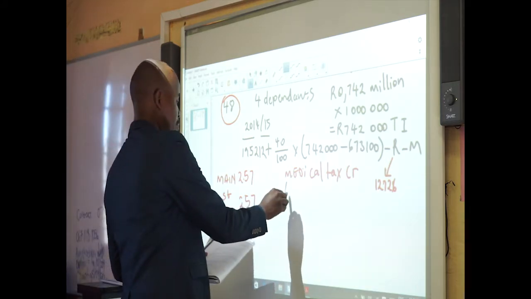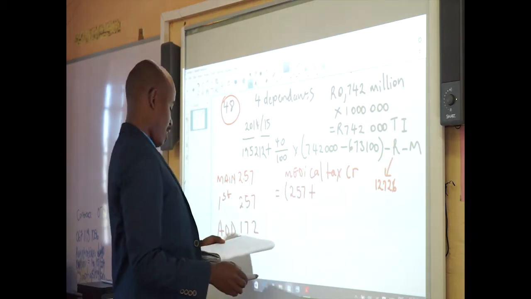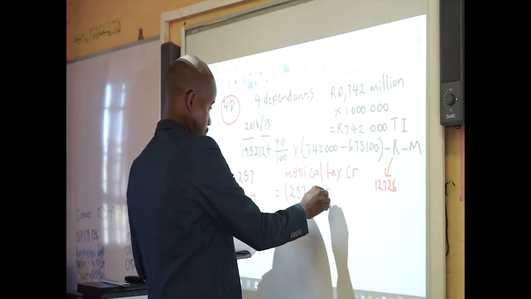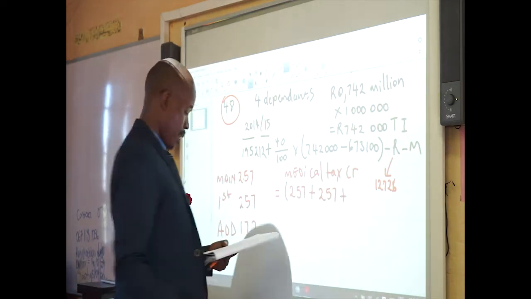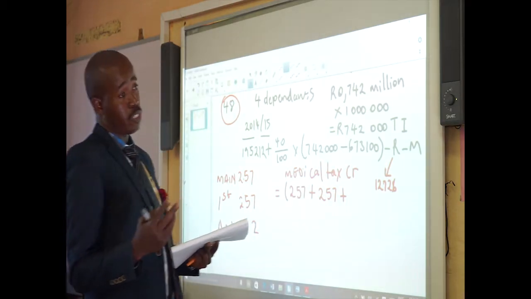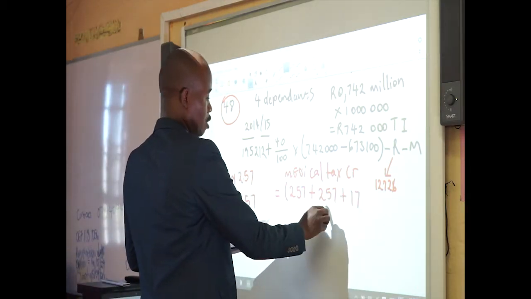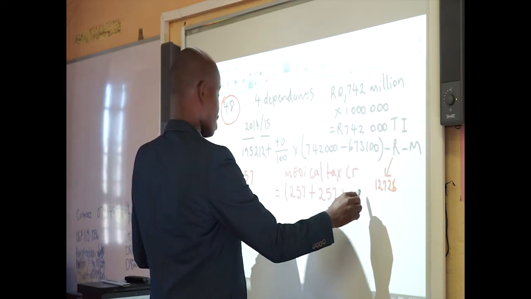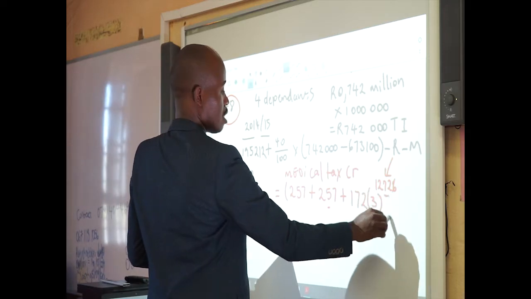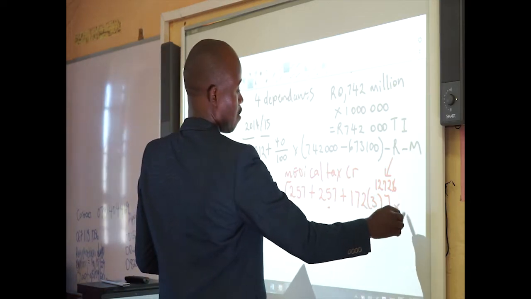So, firstly, we've got the main member, 257, right? First dependent, 257, plus additional dependents. If she has 4 dependents, it means additional dependents are 3, because the first one is 257. So this is 72 times 3. Yes. All of this at the end we'll have to multiply by 12.